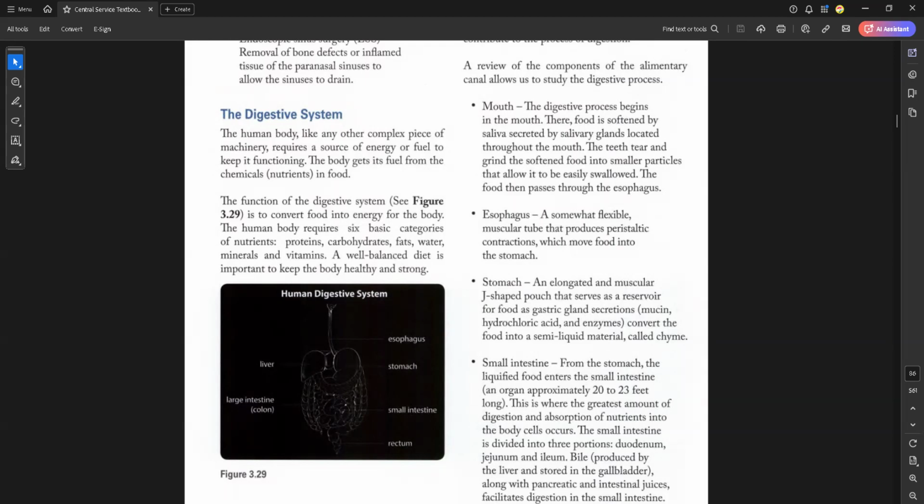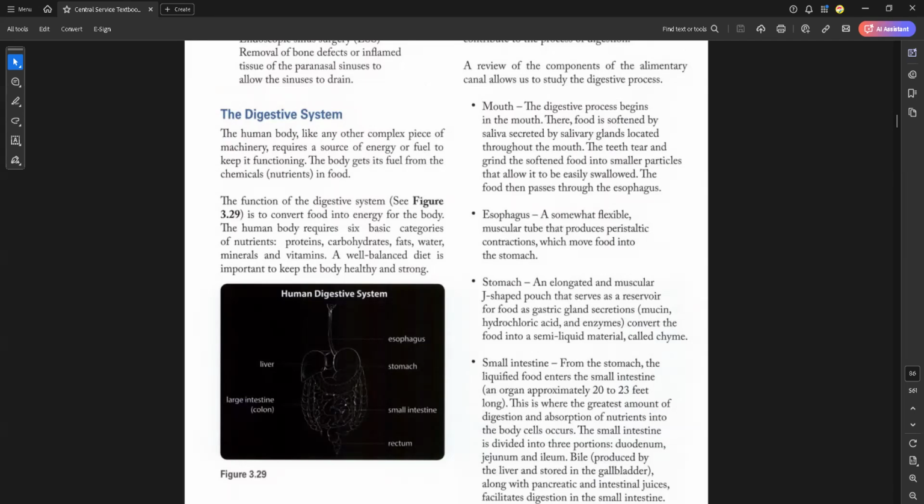Now, the function of the digestive system is to convert food into energy for the body. The human body requires 6 basic categories of nutrients: proteins, carbohydrates, fats, water, minerals, and vitamins. So all these things we eat are going to help us.